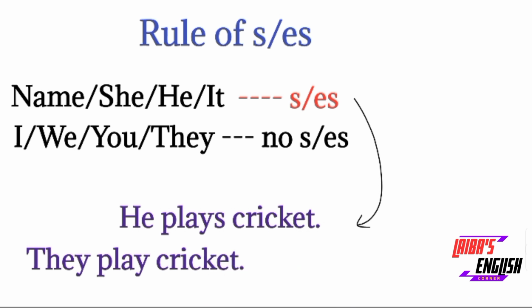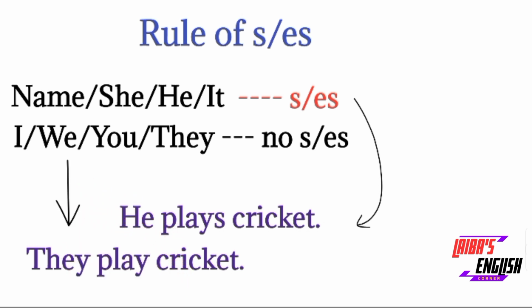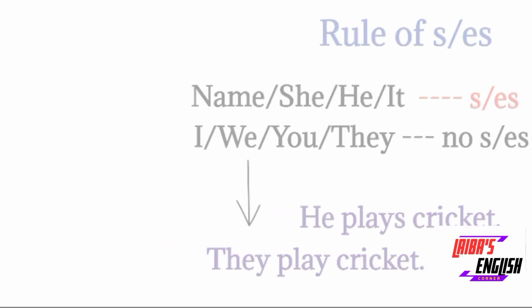If we look at the second example, they play cricket. So we are not using s and es because we will not use s and es with I, we, they, you. Even if play is singular, we will not use s and es because of the rule.